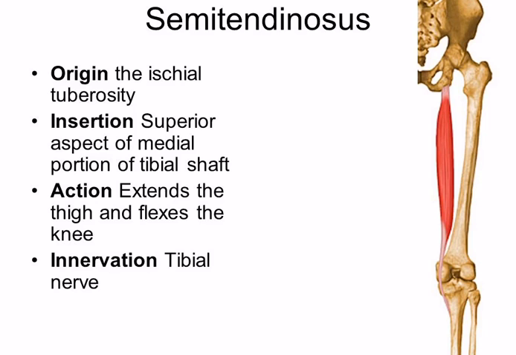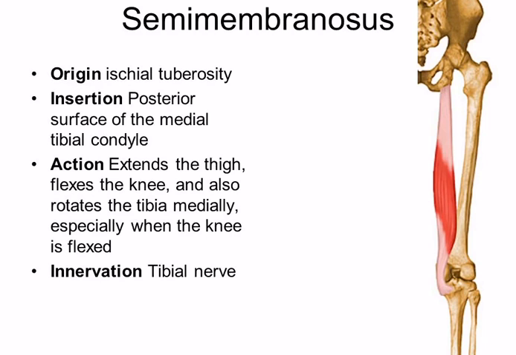Semitendinosus. Origin: the ischial tuberosity. Insertion: superior aspect of medial portion of tibial shaft. Action: extends the thigh and flexes the knee. Innervation: tibial nerve.